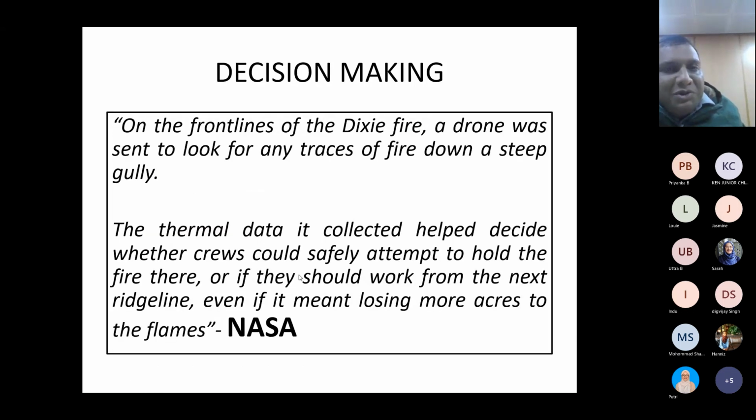So this statement was on NASA's website. You can go through it because they praised the drones; they have mentioned it very clearly. On the front lines of the Dixie Fire, a drone was sent to look for any traces of fire down a steep gully, and they have said that the thermal data it collected helped to decide whether the crews should safely attempt to hold the fire there or if they should work from the next ridge line, meaning losing more acres to the flames. So this is still on NASA's website. You can go through it.